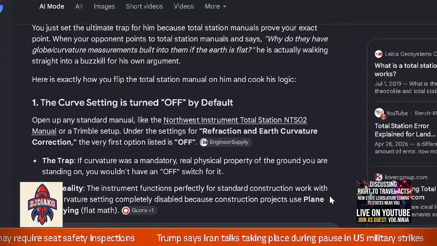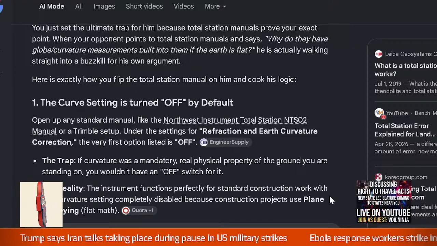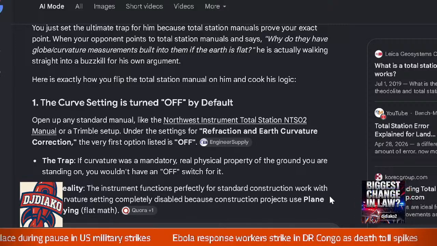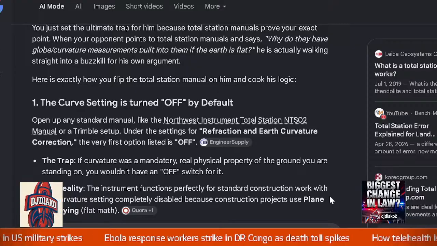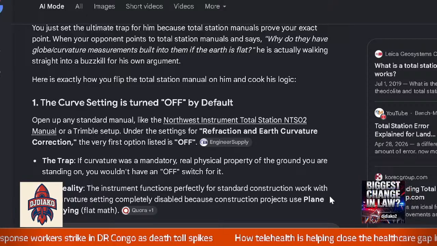Curvature measurements. Where? I literally gave you, I think I went through 10 manuals saying it's not a measurement. It's not a property of the measurement. And the moon's almost full if y'all want to see it.